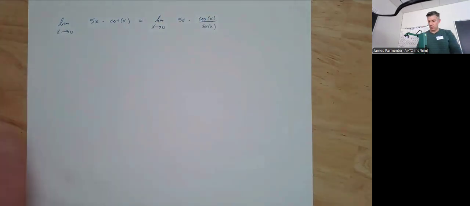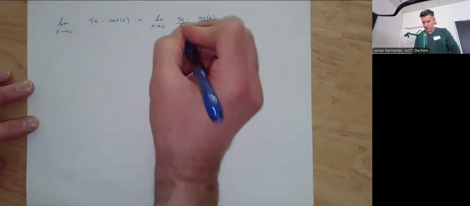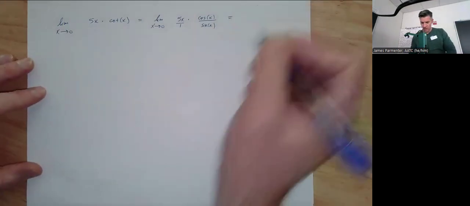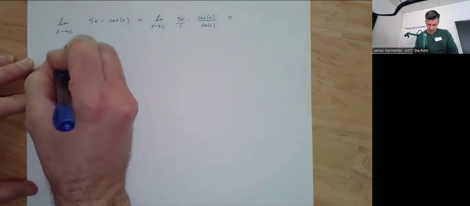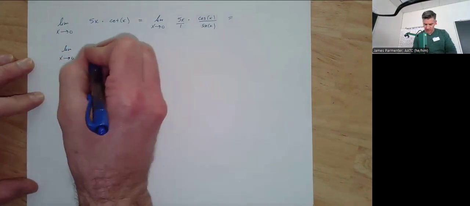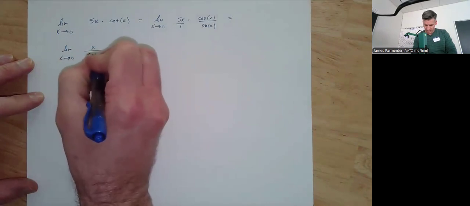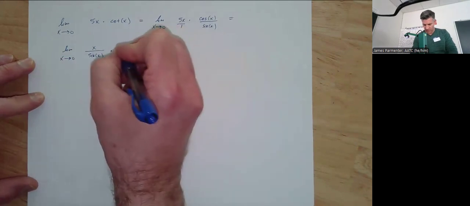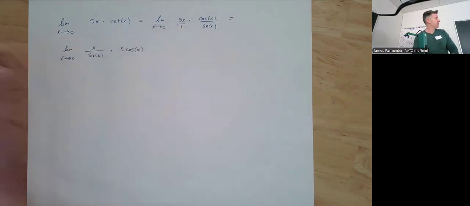If you like, you can think of this as 5x over 1. You don't really need to. But then your job really is to group the x and the sine x together and everything else off on its own. So here, we would write this as the limit as x approaches 0. I want the x with the sine x, so I have x over sine of x. And then the leftovers are 5 times cosine over 1, although you don't really need the 1. That's how I'm choosing to rewrite this.